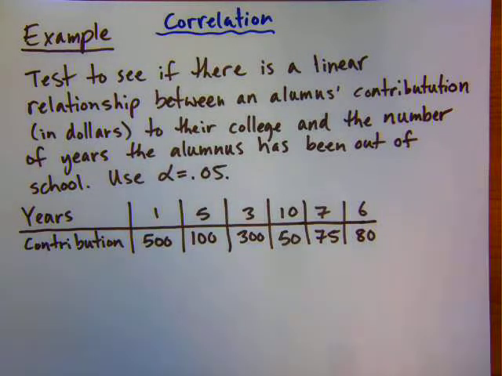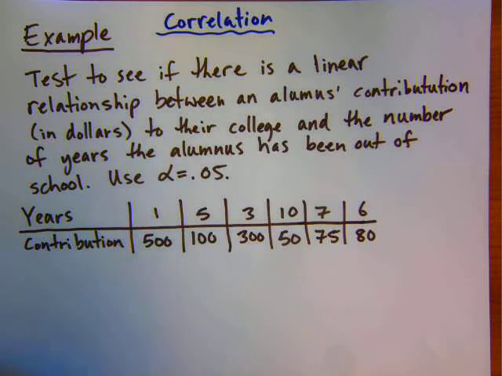Here's an example for correlation to decide whether something is significantly correlated or not. We have here the years an alumni has been out of school and their dollar contribution back to the college that they were at. And we're going to use alpha equals 0.05. We only have 6 data points. In real life, of course, you're going to want to do regression on a little bit more than 6 people.